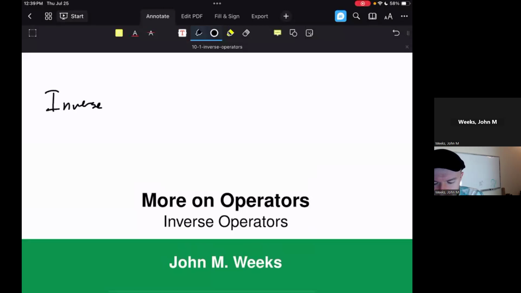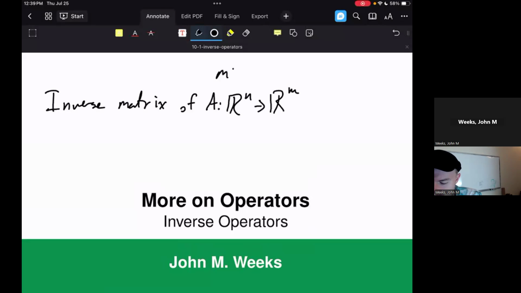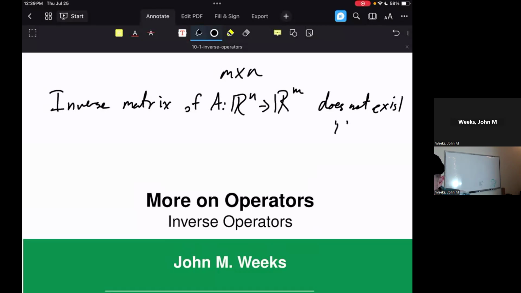An inverse matrix of a matrix A, and let's say that A goes from Rn to Rm, so that this is an M by N matrix, only existed whenever you were looking at a matrix that was for a space where the matrices were square, in which case you'd be looking for where M is equal to N. So this inverse matrix of A does not exist if M is not equal to N, because we would say such a matrix was not square. We could not get a nice inverse matrix from that.